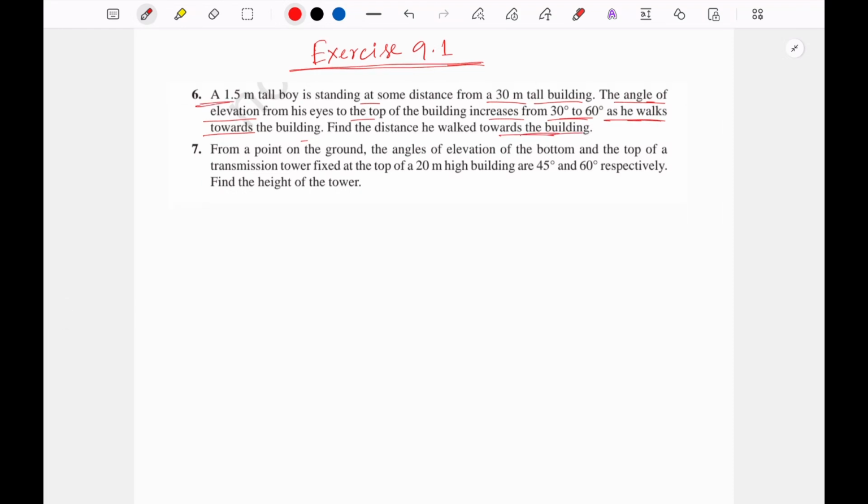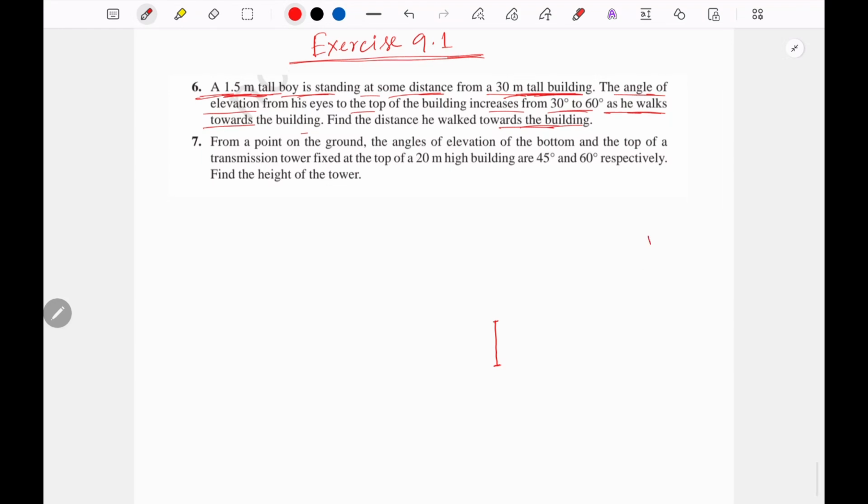So first what we will do, we will draw the figure by reading these questions line by line. First it says a 1.5 meter tall boy. So let's draw, this is a boy, 1.5 meter tall boy. Now the boy is standing at some distance from a 30 meter tall building. So let's assume that this is a building which is 30 meter long. So this is the building, the height of this building is 30 meter.